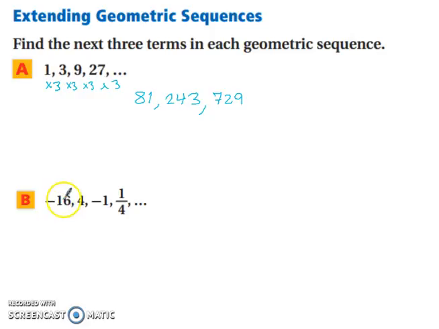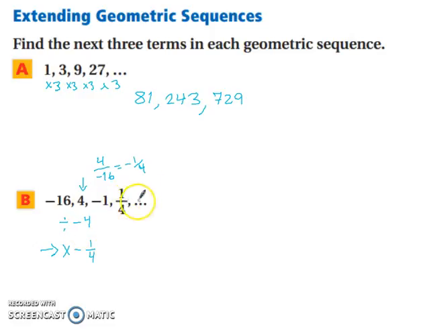So what do you do to go from negative 16 to 4? Well, you divide by negative 4. Dividing by negative 4 is the same thing as multiplying by negative 1/4. If you're having trouble figuring out what the common ratio is, you can always take the second term and divide it by the first. For example, 4 divided by negative 16, and that reduces to negative 1/4. And that will always give you your common ratio as a multiplication problem.